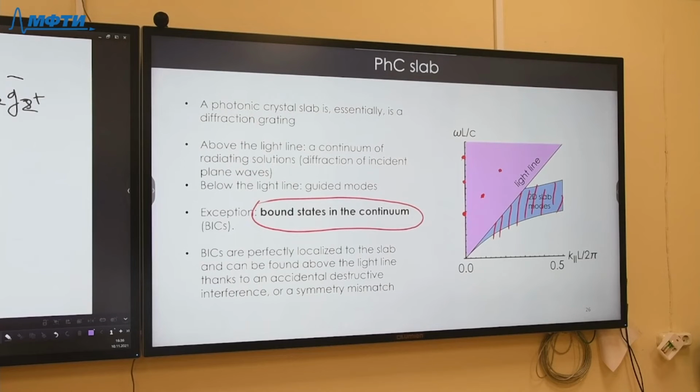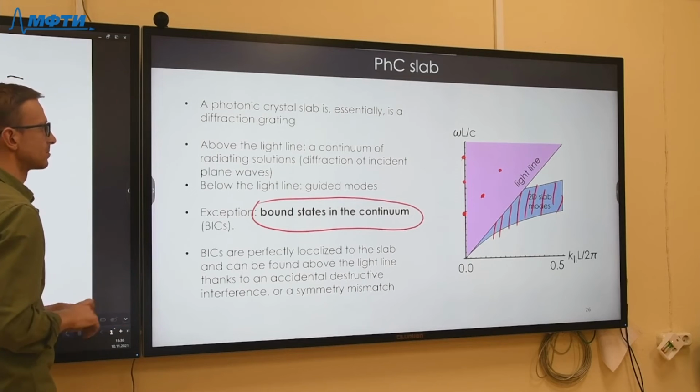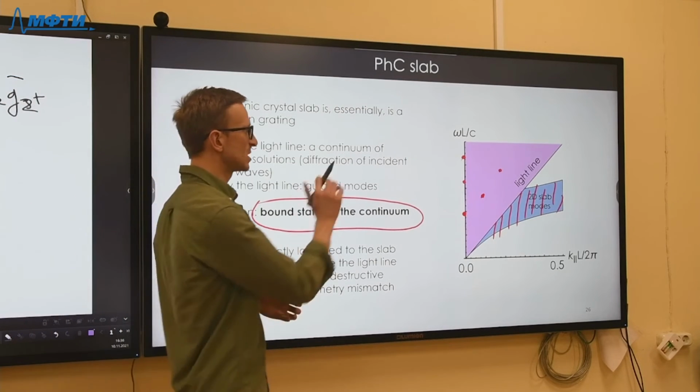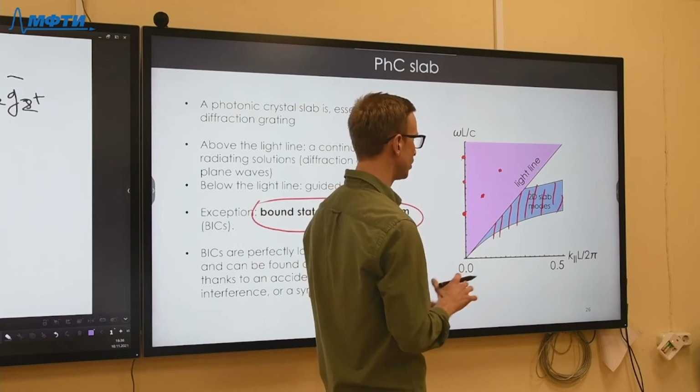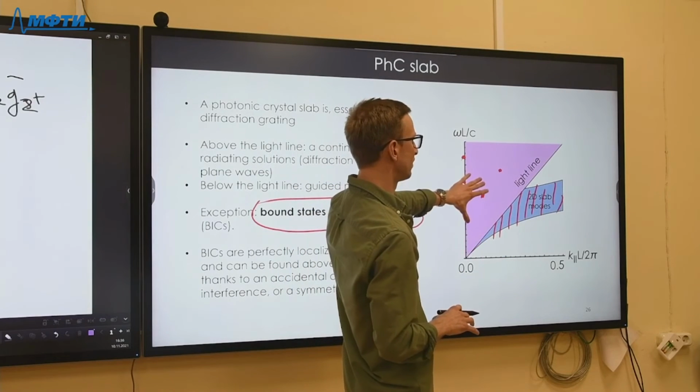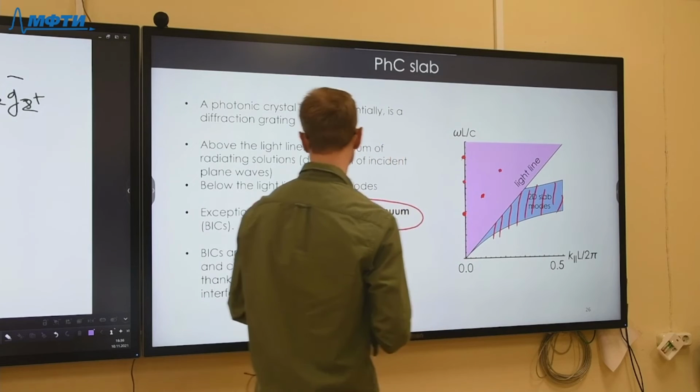Or another potential reason for existence of a bound state is a symmetry mismatch between the electromagnetic field of the solution and the symmetry of the field in the environment. These are so-called symmetry protected bound states. We're going to talk about bound states in much more detail in the next semester. For now, you should just remember that sometimes modes, proper bound modes of periodic structures can be found above the light line, but this is an exception to the rule.